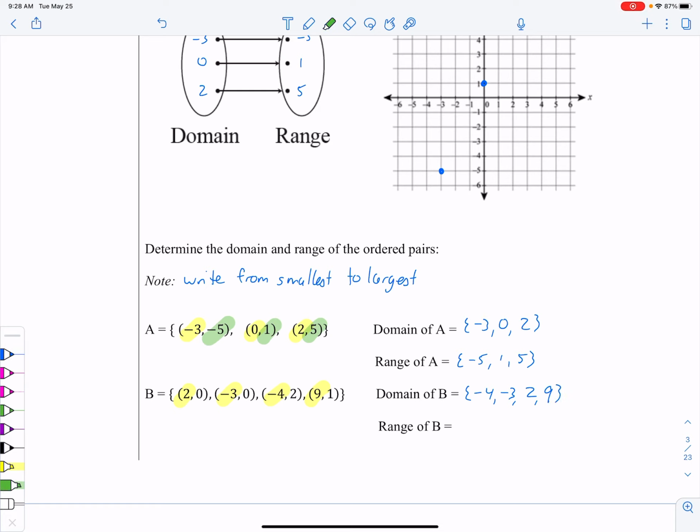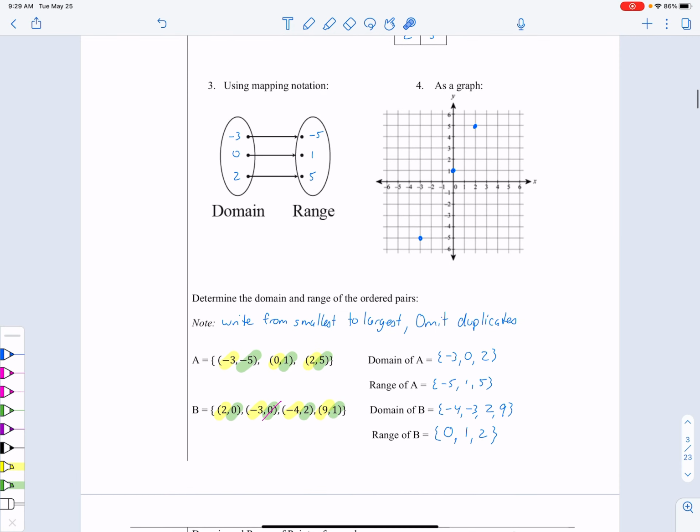And then we're going to look at our y values. Now here we come into something new. We have 0 2 times, 0, 0, 2, 1. Anytime we have the same number twice, we're only going to write it one time. So we're going to omit duplicates. Okay. And we still need to arrange it from smallest to largest. So our smallest is 0, and then we have 1 and 2. So we don't write the second 0, we only write 0 once. So that's how we do our domain and range.